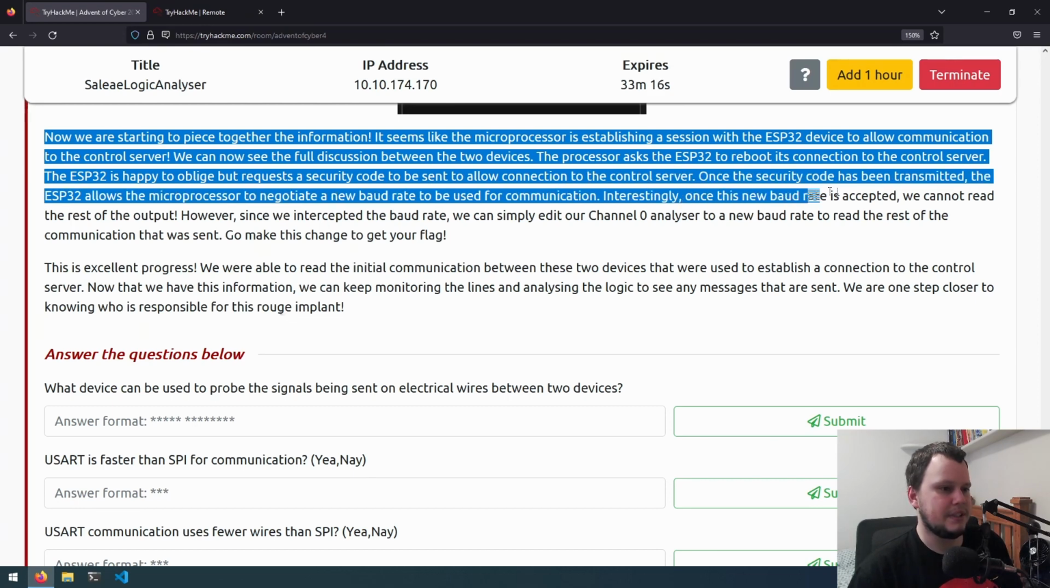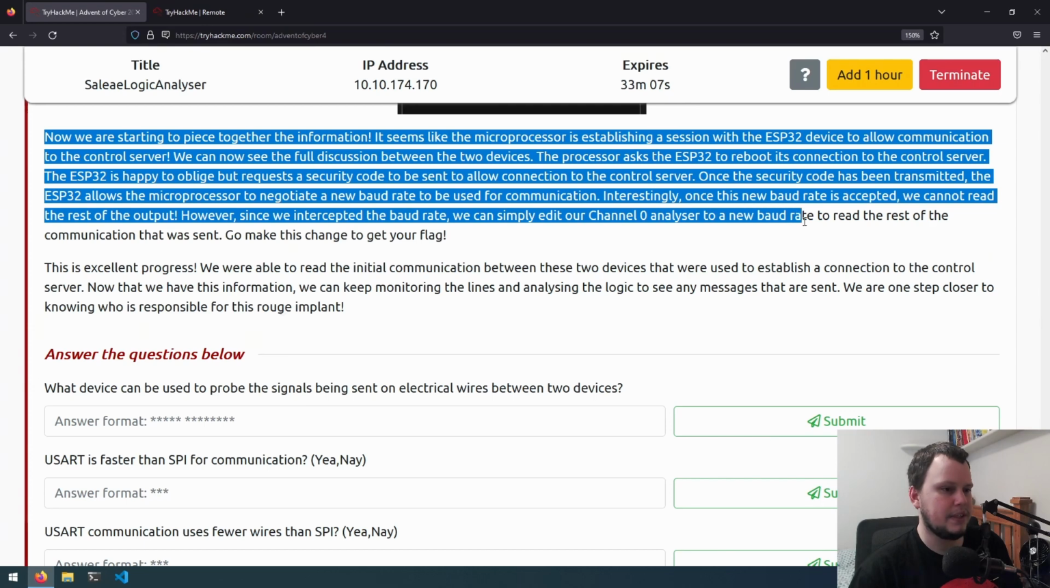Interestingly, once this new baud rate is accepted, we cannot read the rest of the output. However, since we intercepted the baud rate, we can now simply edit our channel 0 analyzer to a new baud rate to read the rest of the communication that was sent. Go and make this change to get your flag.